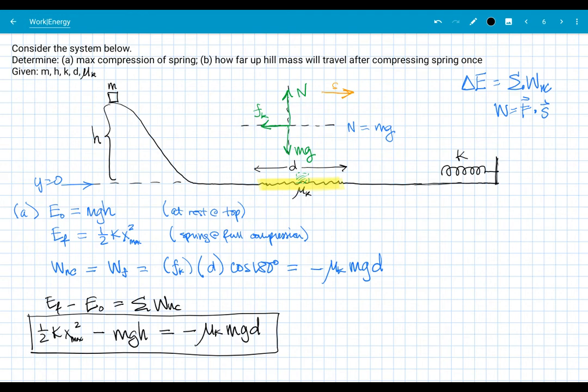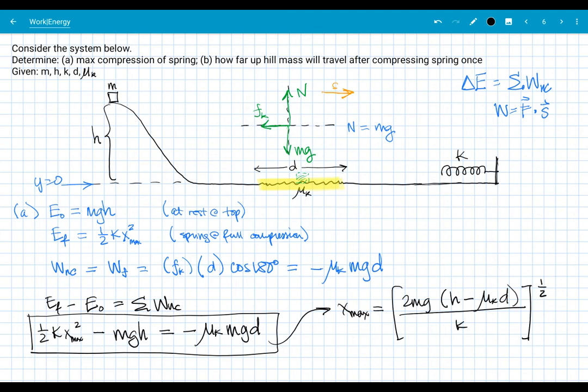This question is asking me for the maximum compression of the spring. So I can look at this right now and ask myself, do I have everything I need in order to find the max compression of that spring? And I do here, right? The only thing I don't know in here is x max. So I can do the algebra and then solve for my x max here. And you should get something like the square root of 2mg h minus mu k d, that's a d, all over k. That quantity is to the 1/2 power there. Remember that x was squared in the equation. Okay, so we have just answered part A of this.